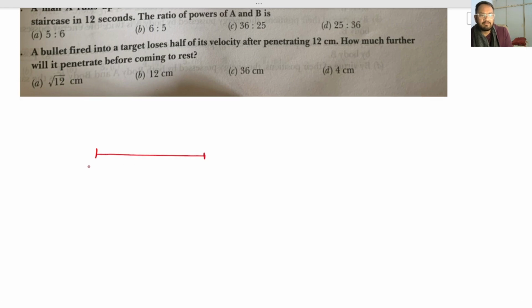So suppose this is a half distance, this is A, this is B, and this is C, right? So here it is given that the initial velocity here is u, and half velocity will be u by 2, this is the final velocity.